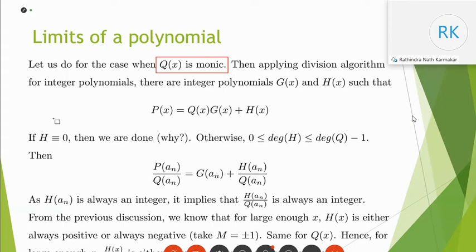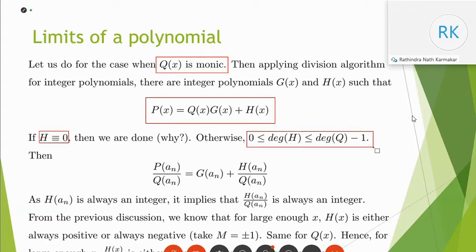So, last class I stated the division algorithm for integer polynomials. That is, if p and q are two integer polynomials such that q is monic and q is not identically 0. Obviously, q is not identically 0 in this case, otherwise division by q of n doesn't make sense. Then you can find unique integer polynomials g and h such that p equals q times g plus h, and either h is identically 0 or the degree of h is from 0 to degree of q minus 1. So I hope all of you remember this statement.